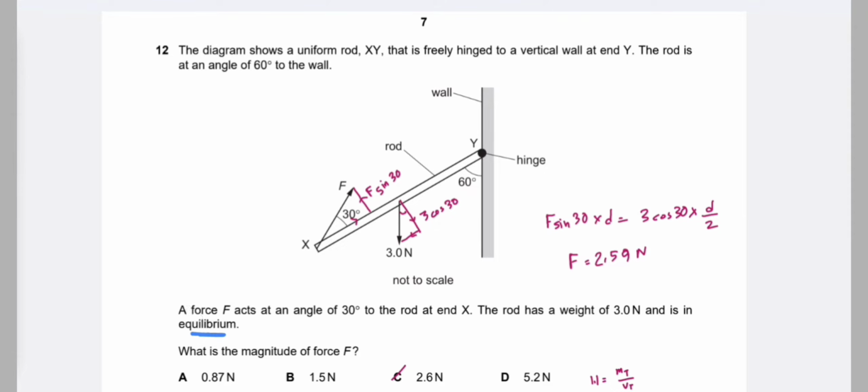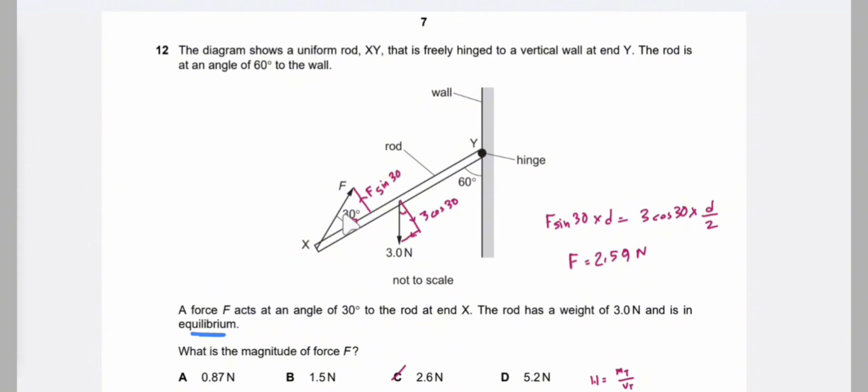That means at equilibrium we know that the resultant force is 0 and the resultant moment is 0. So you need to remember that at equilibrium the resultant force is 0 and the resultant moment is 0. Since the rod is in equilibrium, the resultant force and the resultant moment on the rod is 0. What is the magnitude of force F? So we need to find the magnitude of force F.